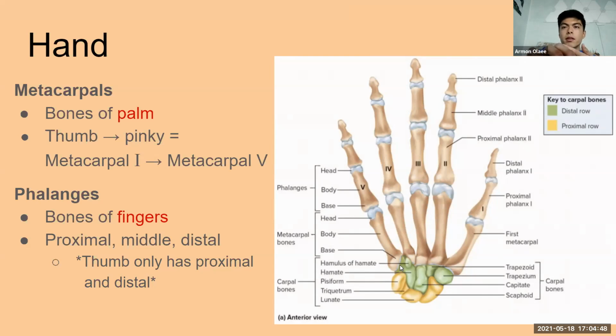And as we move down the hand, you have your metacarpals, which are the bones of your palm. And they are labeled 1 through 5 starting at your thumb. And as we get to your phalanges, you can see that your 4 other fingers all have 3 phalanges, while your thumb only has 2. It only has the proximal and distal.